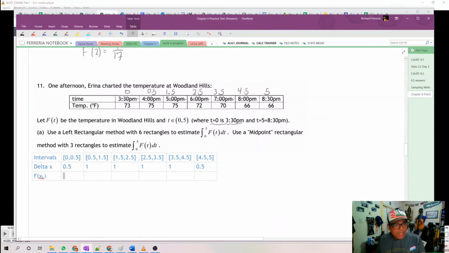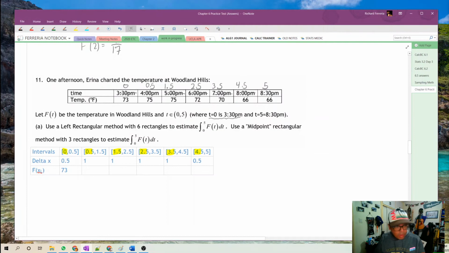So what's on the left side of each of these intervals? The left side of this first interval is 0. So f of 0 is 73. So let's put a 73 here. The next interval, our next interval is f of 0.5, and f of 0.5 is 75. Again, we're just looking in the chart over here. There's where that 75 came from.